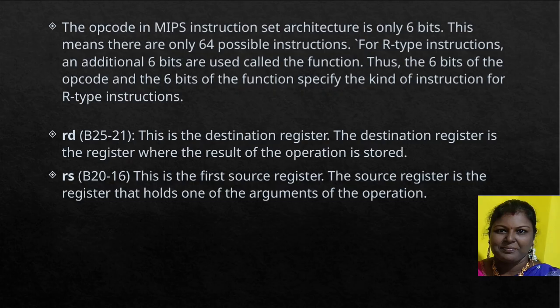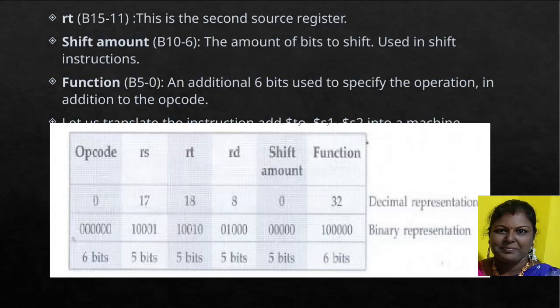Now, let's break down the parts of this instruction. We have the second source register, which holds one of the values we'll work with. Then, there's the shift amount. That tells us how many bits to move in shift operations. Finally, the function field adds 6 bits to specify exactly what operation we want, beyond the main opcode. With these pieces in place, we're ready to translate the instruction add t0, s1, s2 into its machine code form.